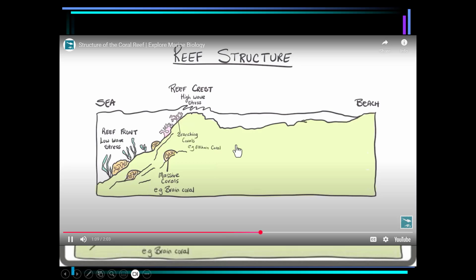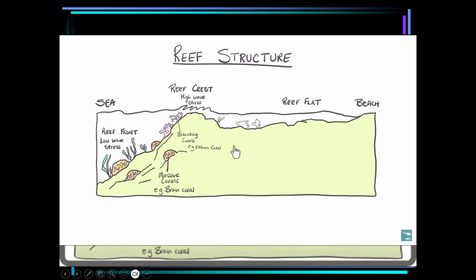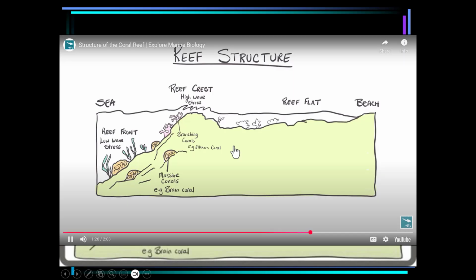As we move further toward the beach area, we also encounter an area called the reef flat. The reef flat is also called the back reef, and it's found behind the reef crest. It can be short or several hundred meters long. The water can be shallow or it can be several meters deep. The bottom of the flat usually consists of rock, sand, and coral rubble, or some combination of these. You'll also find seagrasses growing there in the reef flat area.